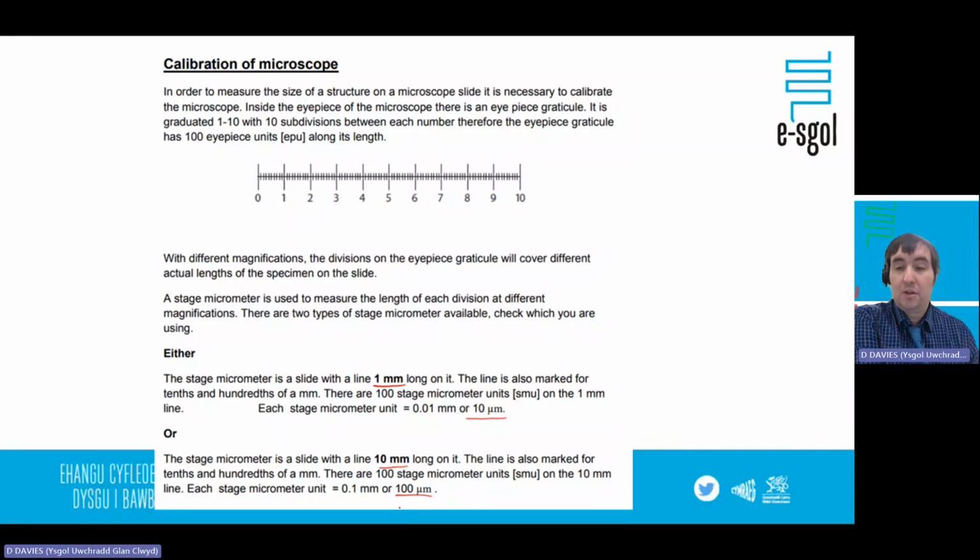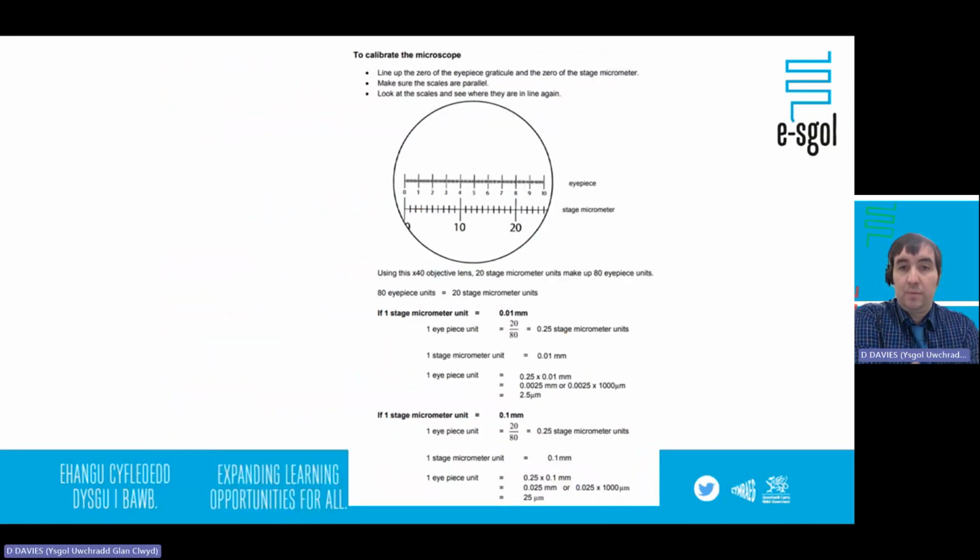Okay, so what you do now is you take your ruler on your slide, your stage micrometer, and stick it under the lens that you want to calibrate, and you compare it to the length of the eyepiece graticule ruler. So you line up the 0 of the eyepiece graticule and the 0 of the stage micrometer. Make sure they are parallel.